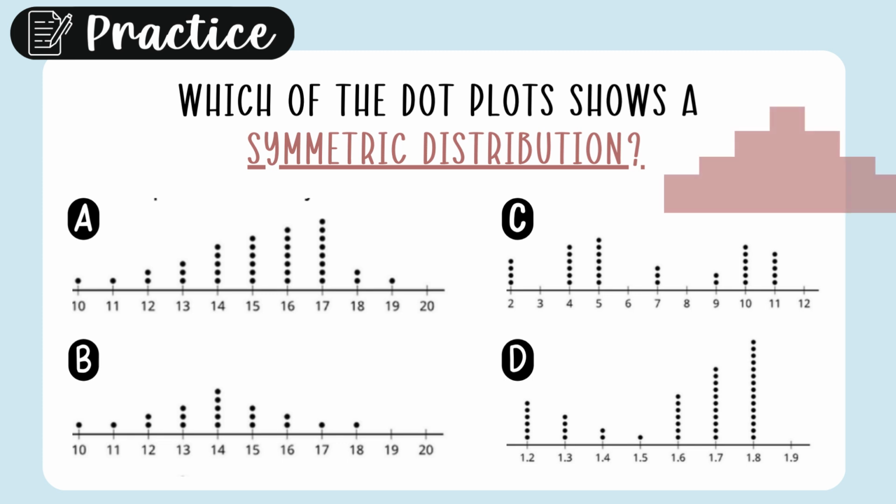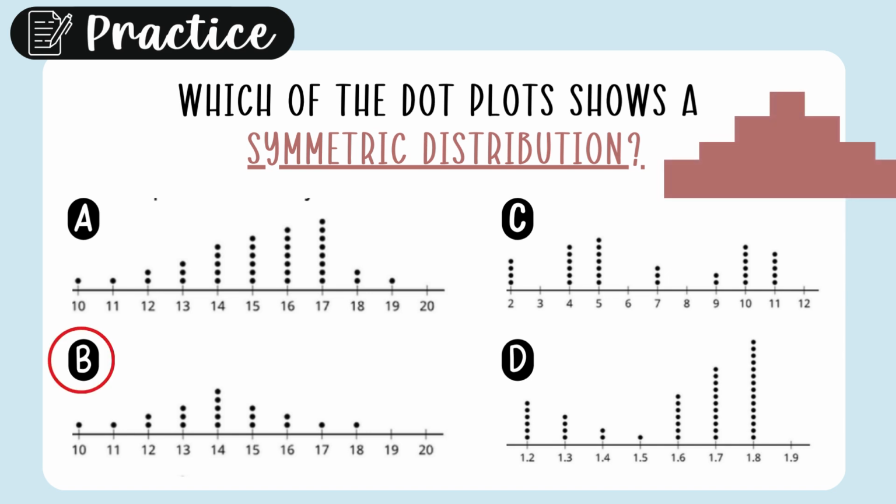Let's practice finding some of these distributions. Which of the dot plots shows a symmetric distribution? And remember, symmetric looks like this pinkish shape where it goes up and then it goes down. So looking at our answers A, B, C, and D, the one that follows a symmetric distribution the most would be choice B. It goes up until 14 and then it starts to decrease again.